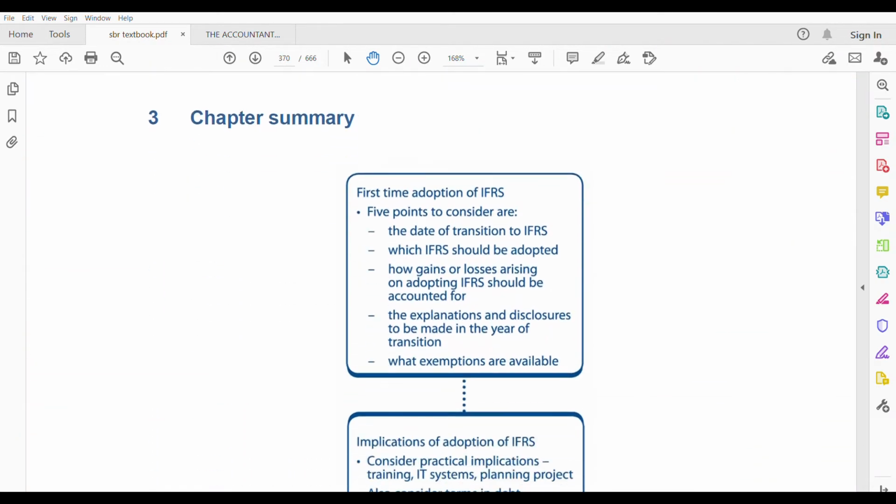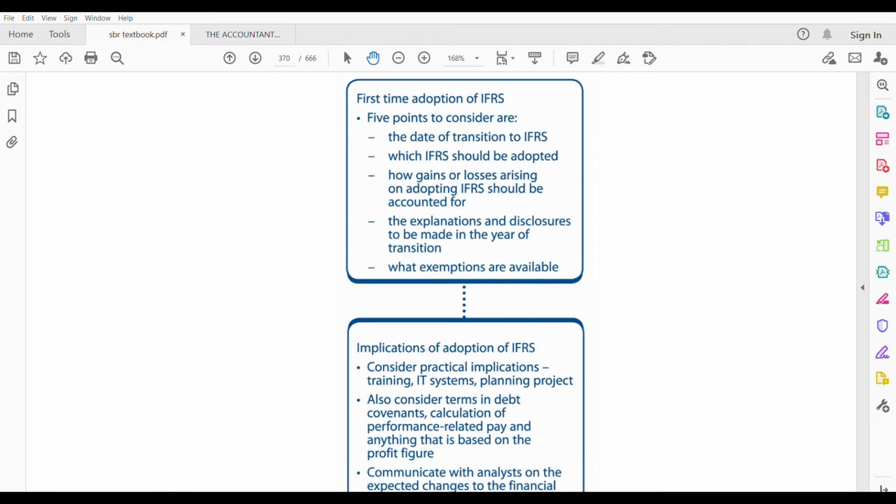So now let us summarize what we went through in IFRS 1. The 5 points to consider are this: the date when you are going to transition, and second is which IFRS you should adopt. The third is gains or losses. They are recognized in retained earnings, not in profit and loss. And then the explanation and the disclosure that is made in the year of transition. Make sure that you know what the year of transition is. You should be able to identify that. And also some exemptions are available when you adopt from a local standard to IFRS standards.